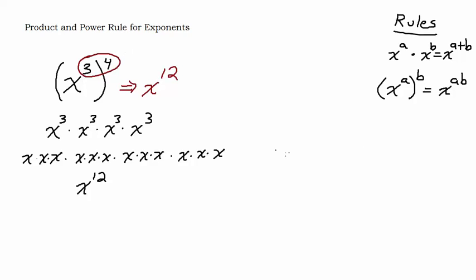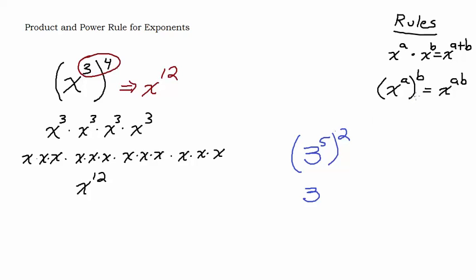That's the power rule. Let's try another one. Let's say we had something like, the base doesn't have to be x. It could be some constant. Say we had 3 to the fifth to the second. Well, we could punch that into our calculator, 3 to the fifth and then square it. But we could make it a little easier on ourselves by simplifying this. 3 to the fifth squared.